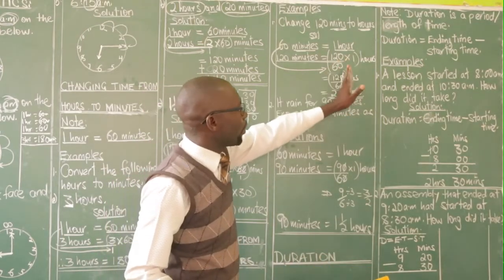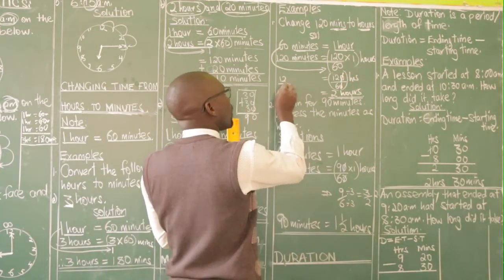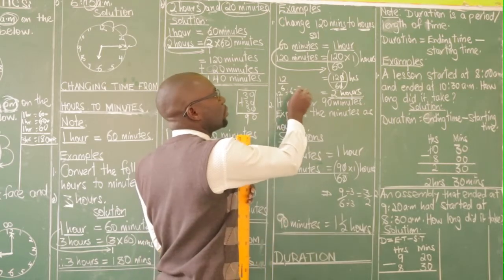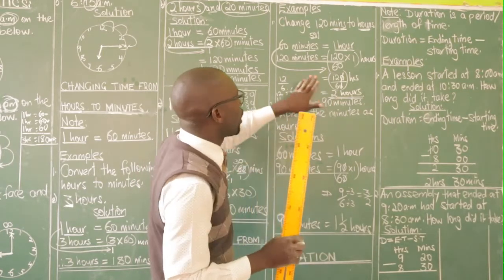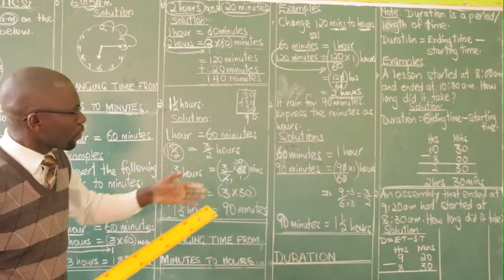Remember to cancel here. When you cancel 0 and the 0, you remain with 12. 12 out of 6 means 12 divided by 6. And that one gives you 2. So those are the 2 hours that will give us 120 minutes.